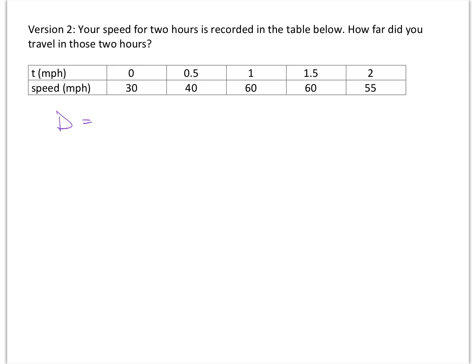So our distance traveled for that first half an hour is rate 30 and time a half an hour. Then over the second half an hour, from t equals a half to t equals 1, we start at 40 miles per hour and finish at 60 miles per hour. We have to make a guess about what our speed was in between. I want to use one speed for the whole half an hour so that I can use distance equals rate times time. I'm going to use my 40 miles per hour. So for the next half an hour, I traveled 40 miles per hour for half an hour.